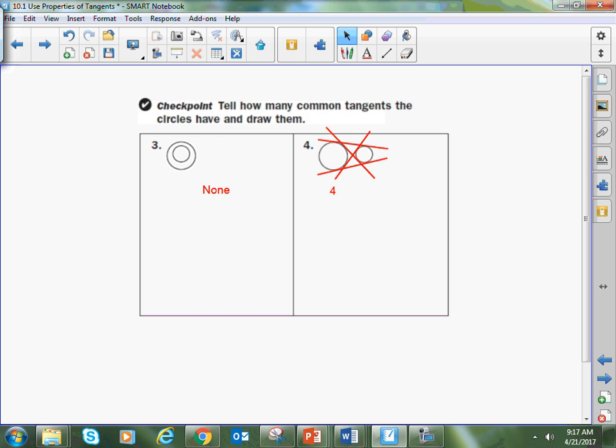The most common answer on that one that I see students give me in class is 2. They'll give me this one here and this one here, but they don't quite see the 2 that go through in between the 2 circles.